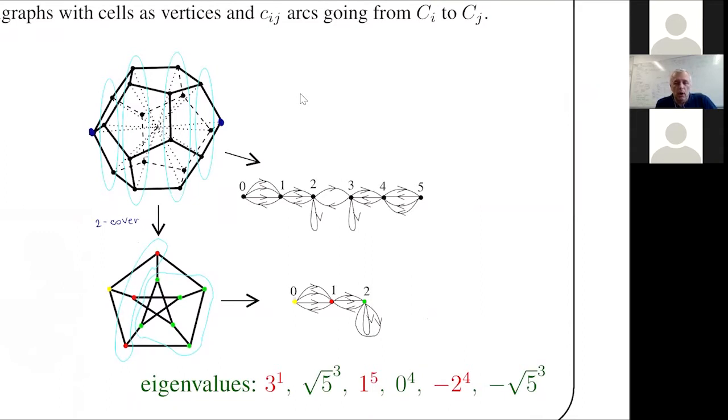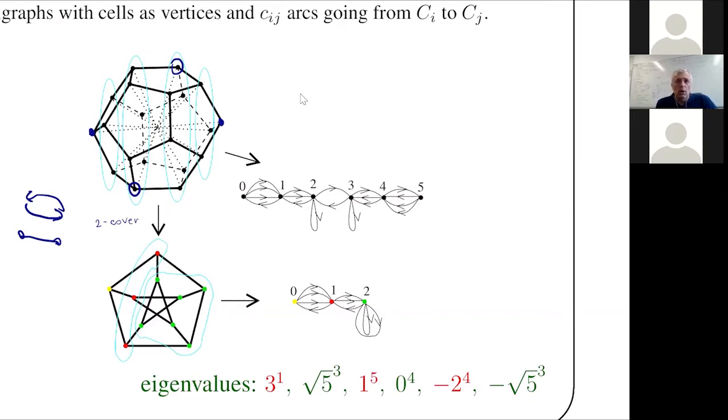For example, the diagonals join the antipodal vertices. So antipodal pairs of vertices can also form the cells. And when we do the quotient in this case, if there is an arc this way and this way, we'll just substitute it with an edge. We get the Petersen graph.